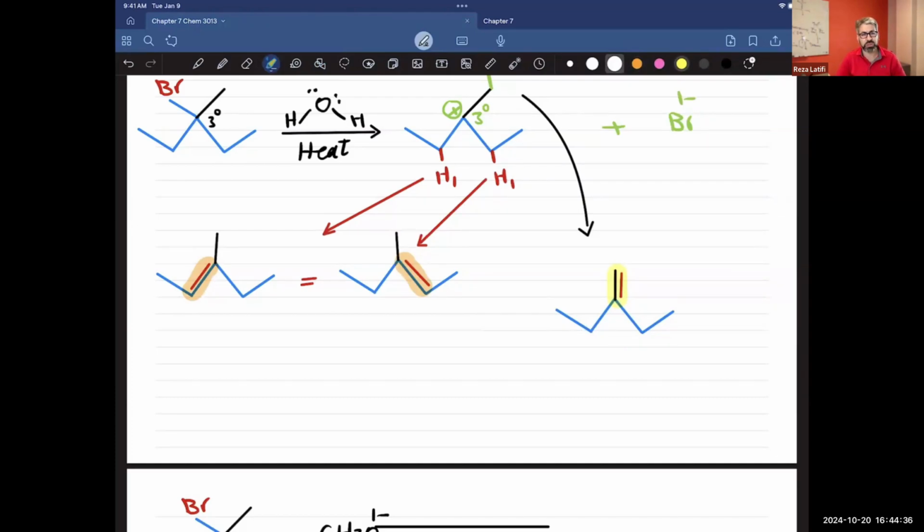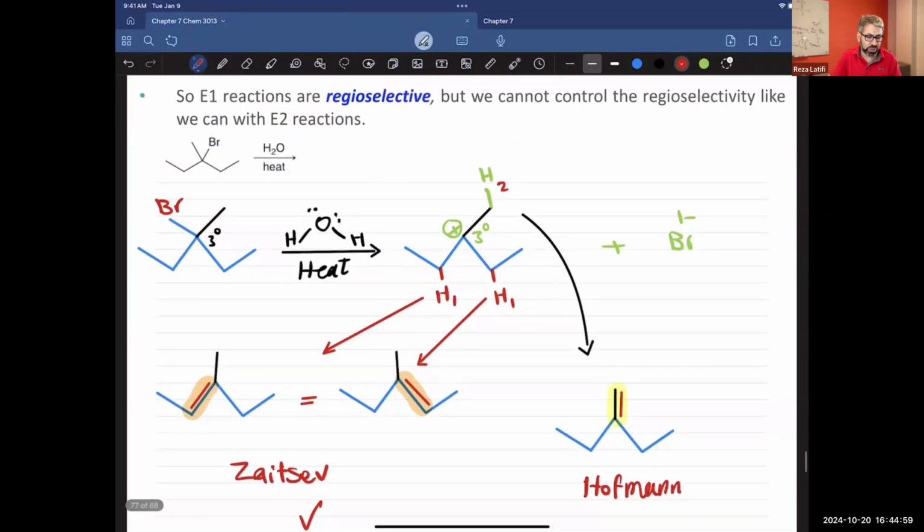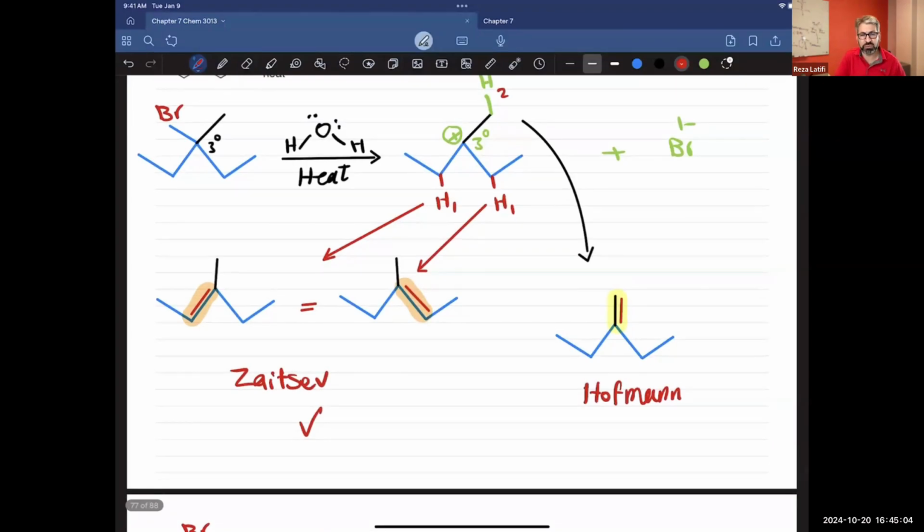Which one has more substituents? The two on the left have more substituents, so they will be the Zaitsev product. This one will be the Hofmann. And the one with more substituents will be more stable. Now, is there any way to tune the ratio between Zaitsev and Hofmann product?